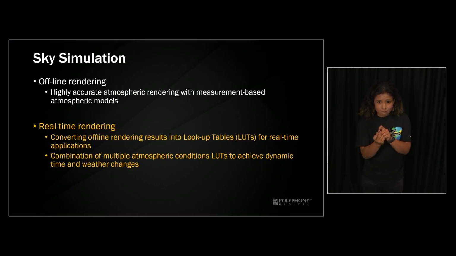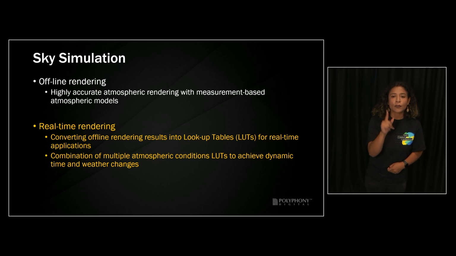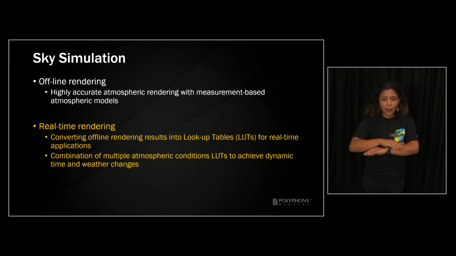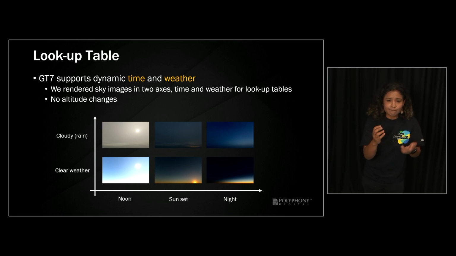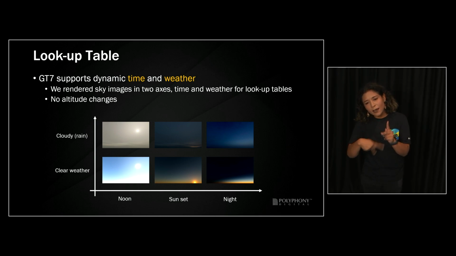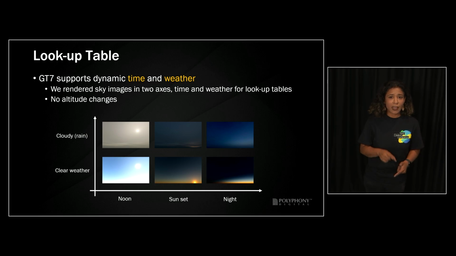We convert the result of high-quality offline rendering into lookup tables for real-time rendering. In addition, to achieve dynamic time and weather changes, we use a combination of multiple atmospheric condition lookup tables. This is an overview of our lookup table. We render sky images in two axes, time and weather, and convert them into lookup tables.